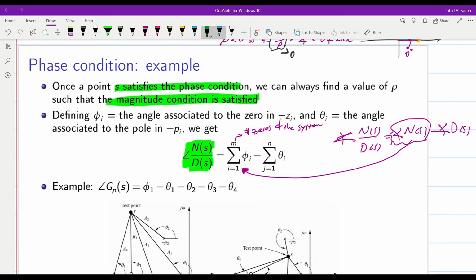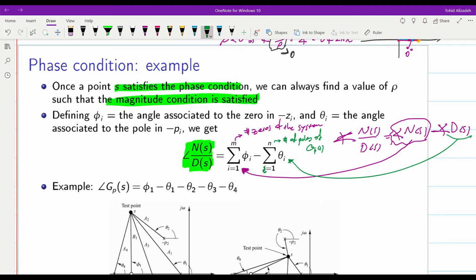And then for D, the phase of D of s, we will write it in the form of the sum of theta i's, for i starting from 1 to n, where n is the number of poles of GP of s. Okay, so it comes from the open loop system.